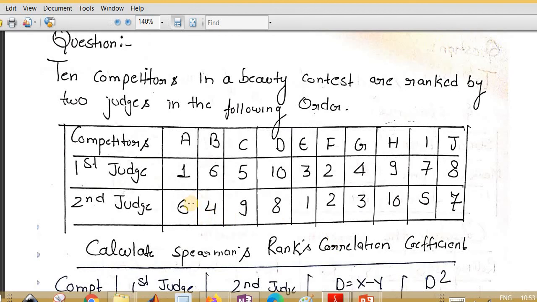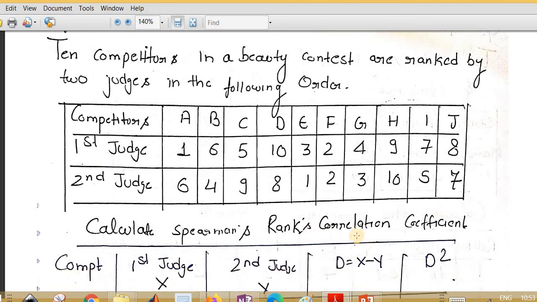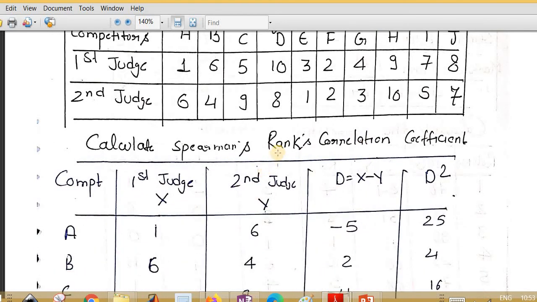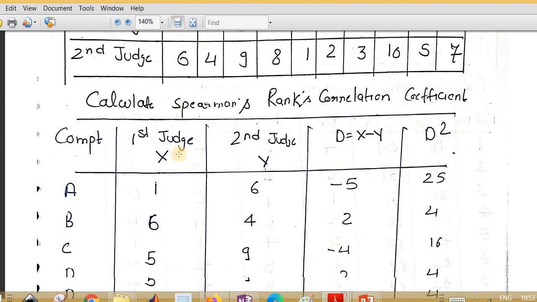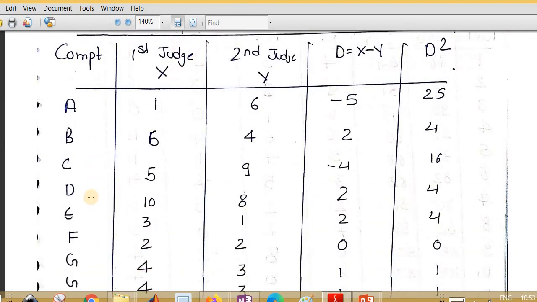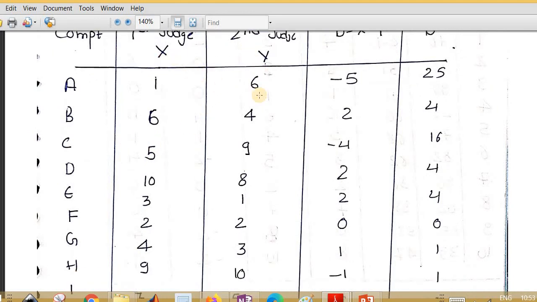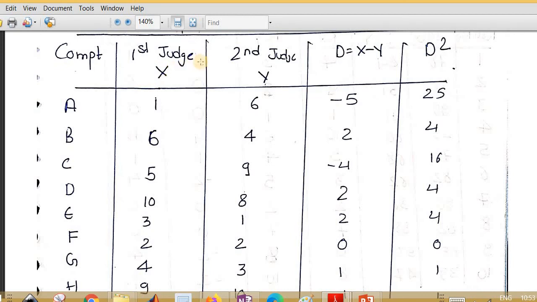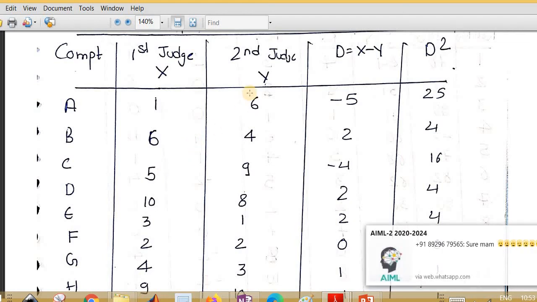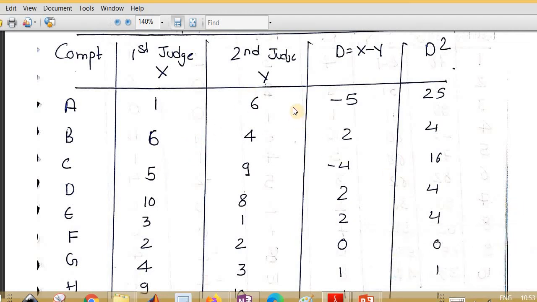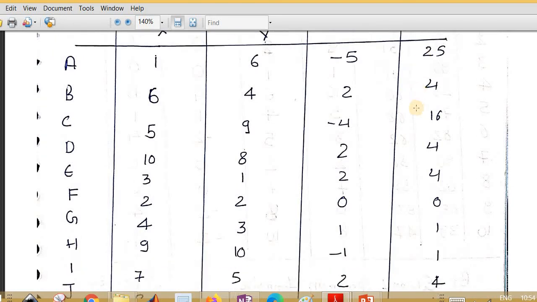On the basis of that you have to compute the rank correlation coefficient. So first of all you set up the table: competitors A, B, first judge, second judge, that is your x and y. These are the ranks given by the judges. The first judge's rank values are 1, 6, 5, the second judge's rank values are this, and the difference between these ranks is computed as capital D, and the square of these differences is D square.